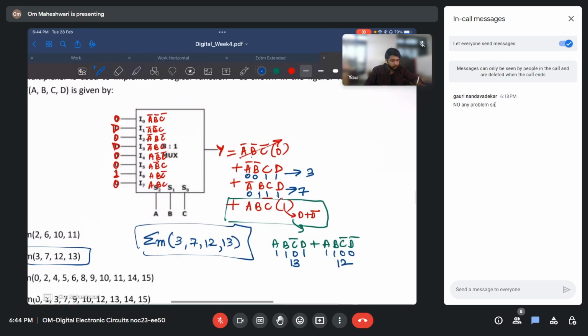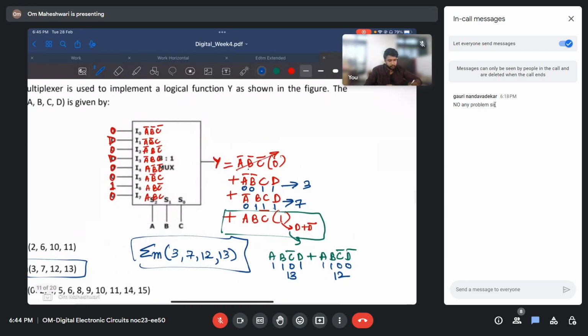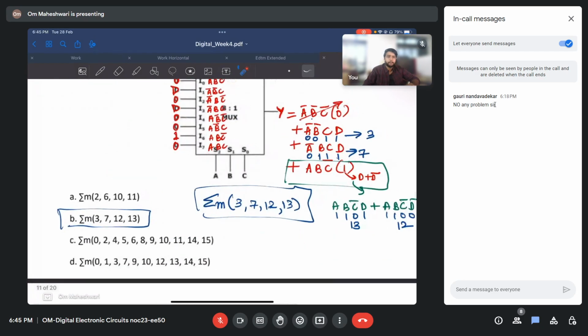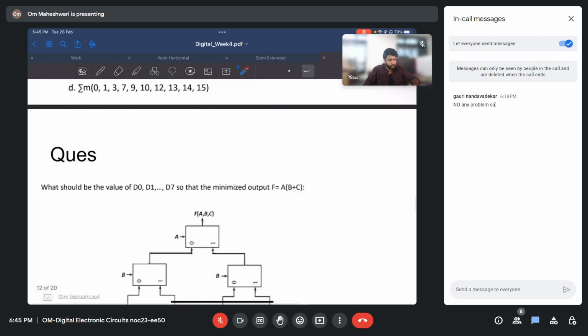So I hope it is clear. What we have to do is just look at all the input cases, 0 0 0 to 1 1 1, and wherever there is some input except 0, just write the output for that and find the minterms, and that is the answer. Okay, so let us read the next question now.